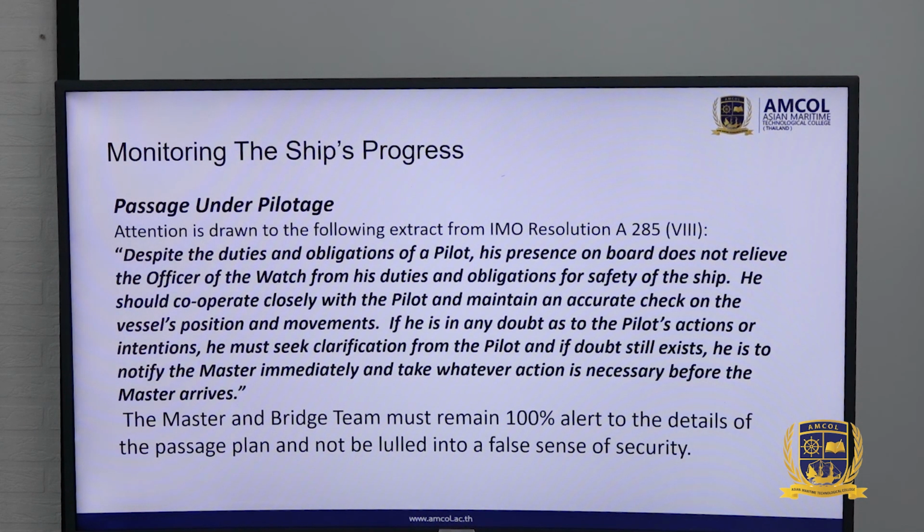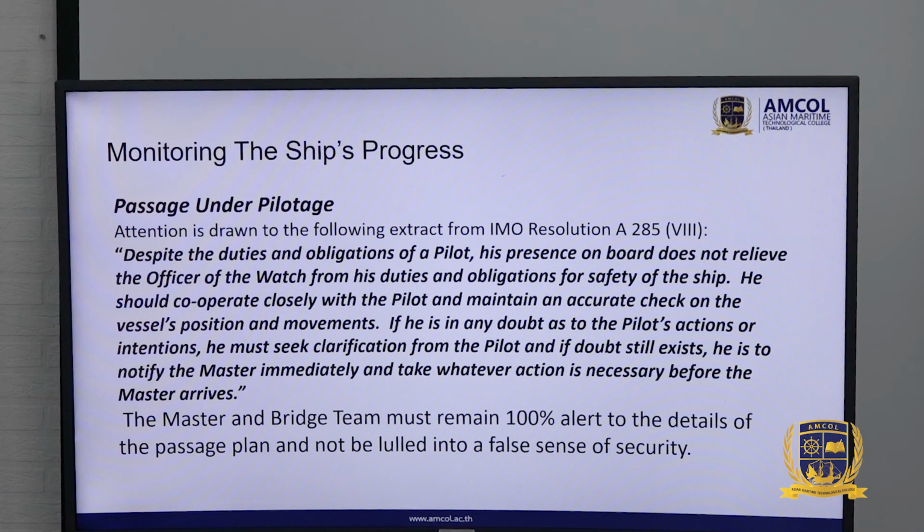Passage plan under pilotage. These are IMO resolutions which say, despite the duties and obligations of a pilot, his presence on board does not relieve the officer of the watch from his duties and obligations. He should cooperate closely with the pilot and maintain an accurate check on the vessel's position.